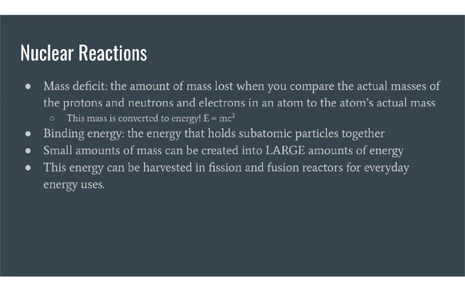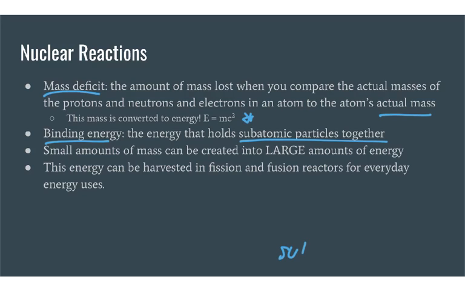So we have our types of nuclear reaction. There is what's called a mass deficit with these reactions. It's the amount of mass lost when you compare the actual masses of protons, neutrons, and electrons in an atom to the atom's actual mass. We then take this and convert it to energy using the formula E equals mc squared. So we have this type of energy, called binding energy. This is the energy that's holding those subatomic particles together.